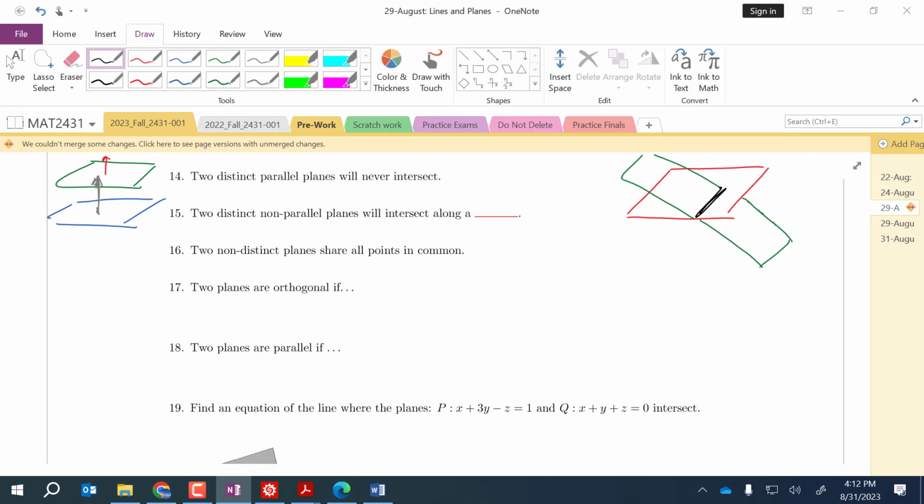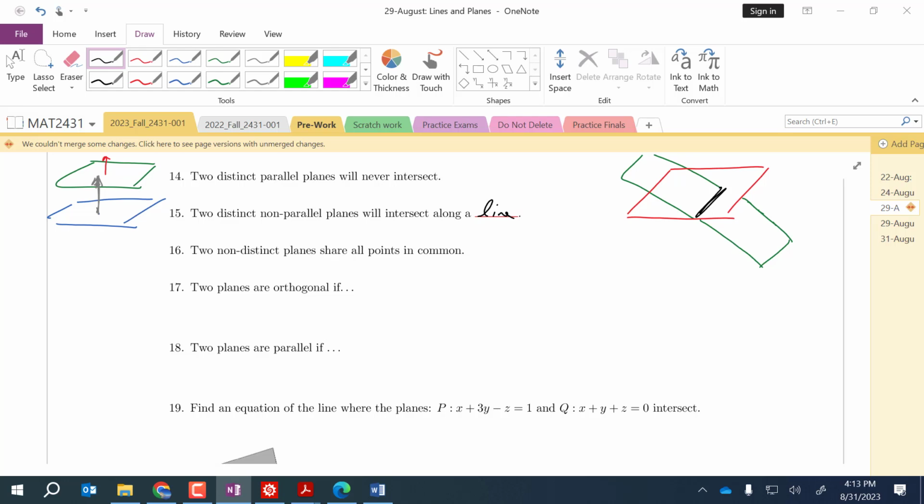I'm discovering these facts by doing what though? Drawing quick little sketches to think about things. I'm not worried about drawing accurate sketches, but I am drawing some sketches to help me think about things. So two distinct non-parallel planes will intersect along a line. Two non-distinct planes share all points in common. There's nothing to say there.